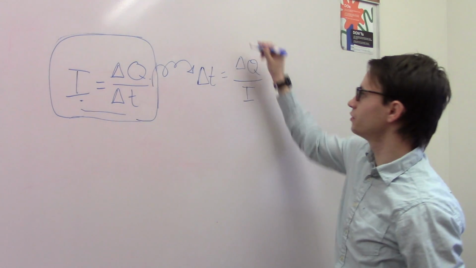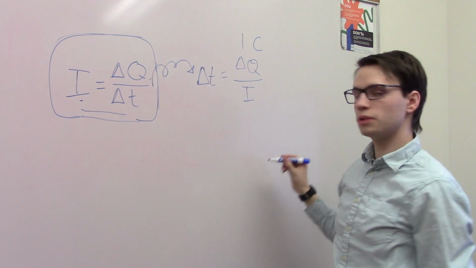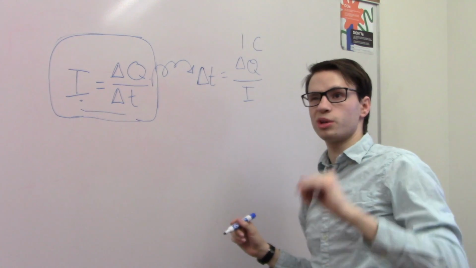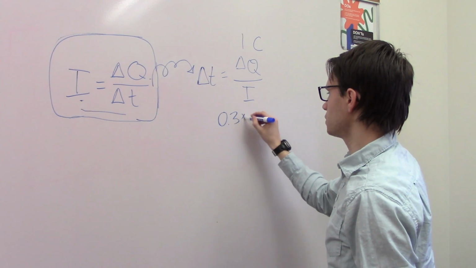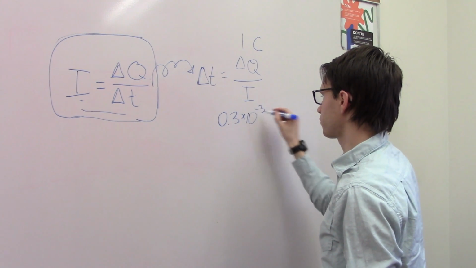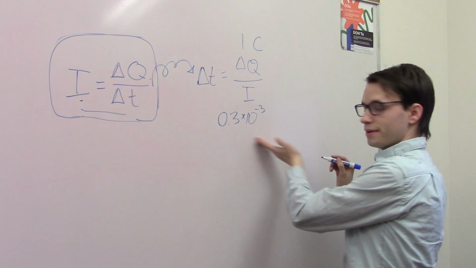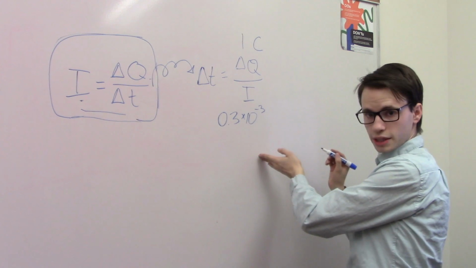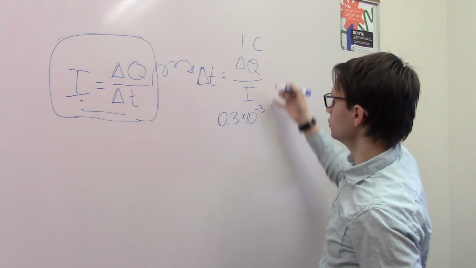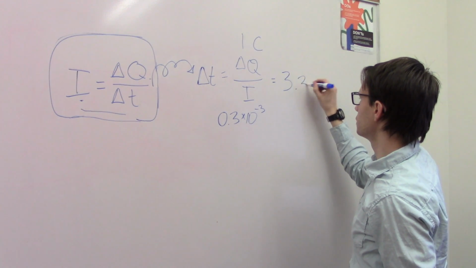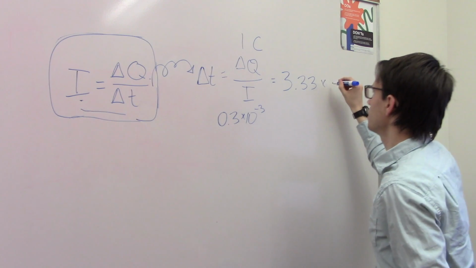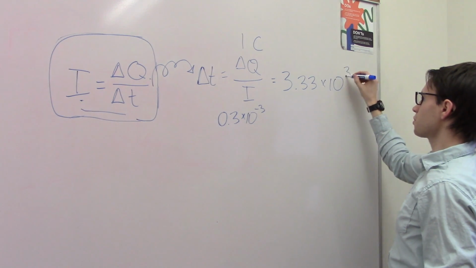Algebra. And then we just plug in what we have here. We know that we have 1 coulomb, and then it's 0.3 milliamps, and so it's going to be 0.3 times 10 to the negative 3 milliamps, or amps at this point, right? You divide that by that, and it ends up with 3.33 times 10 to the third seconds.